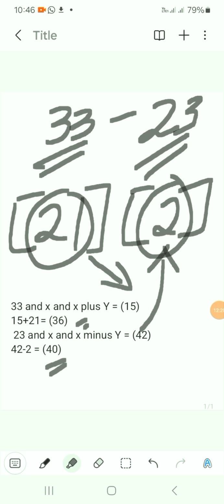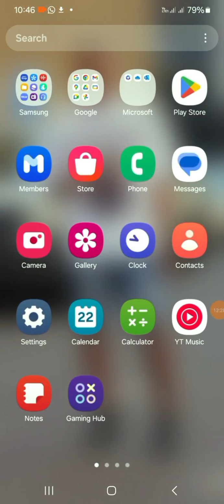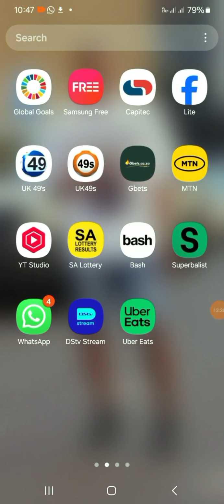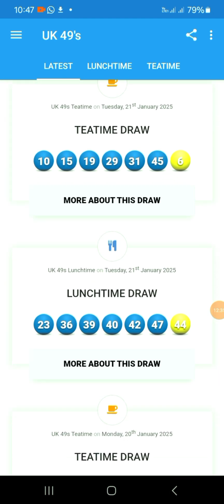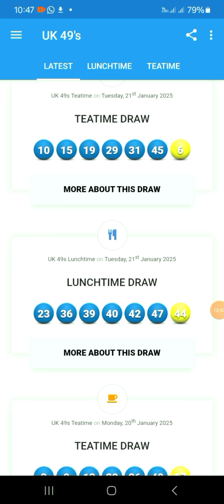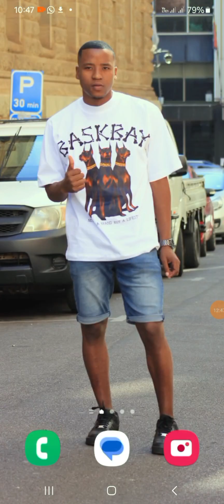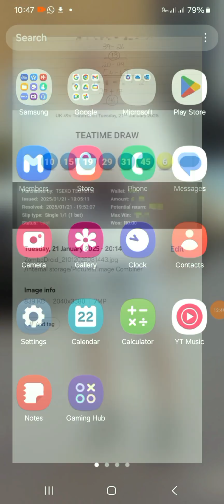Now let us go to the results and check whether 36 and 40 played. Let us check on the 21st. We have this result: 23, 36, 39, 40, 42, 47, and a bonus pool of 44. We see that 36 and 40 played, but on my predictions, Panthers, I made a costly mistake.